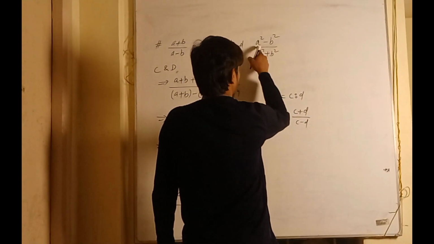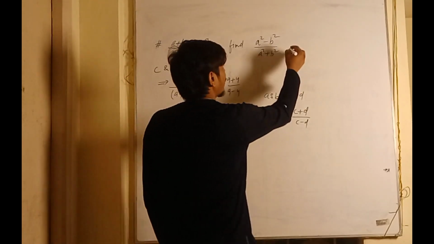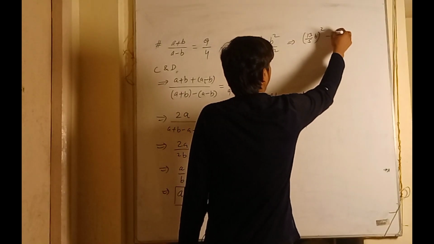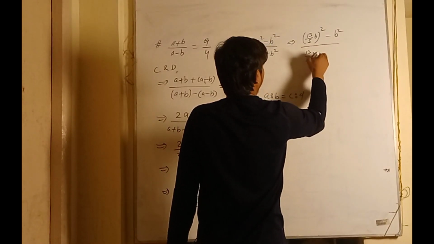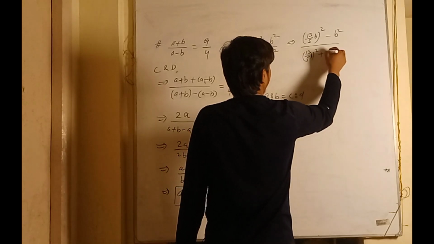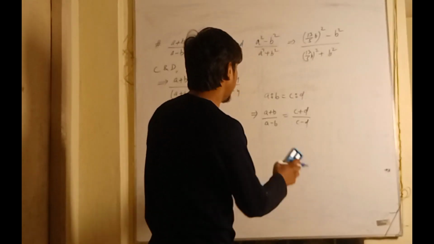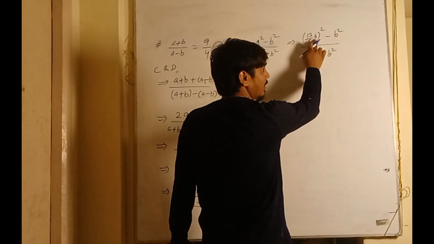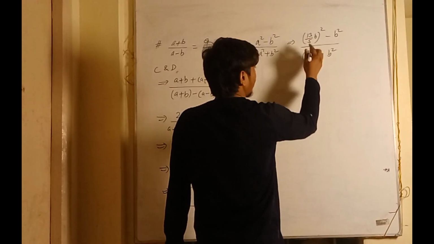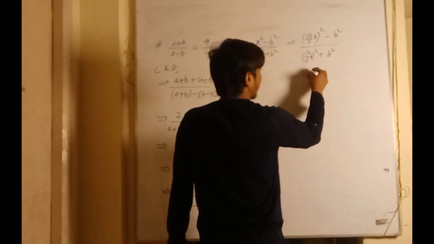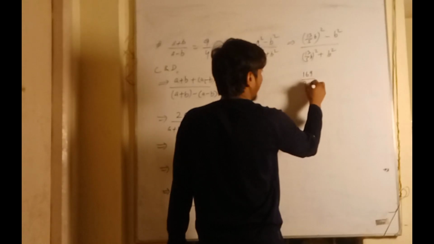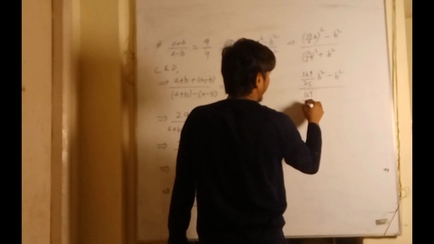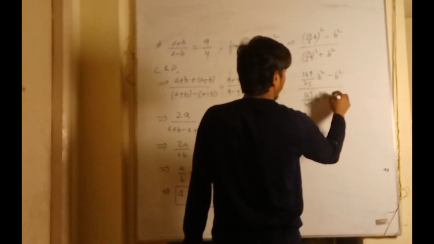So just replace the value of a with 13 over 5 times b. So (13 over 5 times b) whole square minus b square over (13 by 5 b) square plus b square. So you can find that here a square of this number and a square of this number as well, because of the laws of exponent. So this will become 13 square means 169 by 25, square means 25 times b square minus b square, and in the denominator also 169 by 25 b square plus b square.